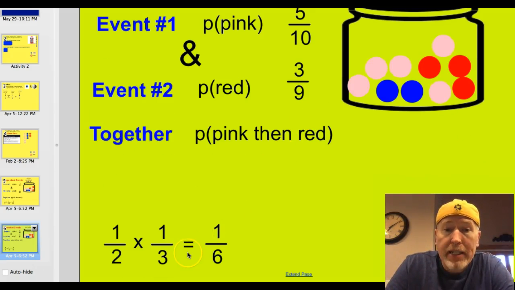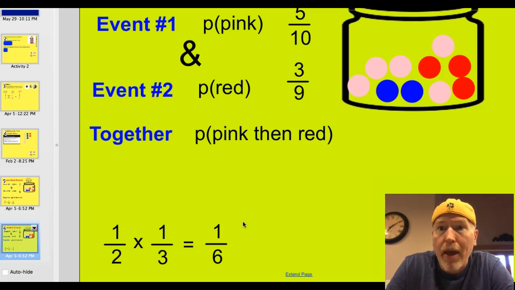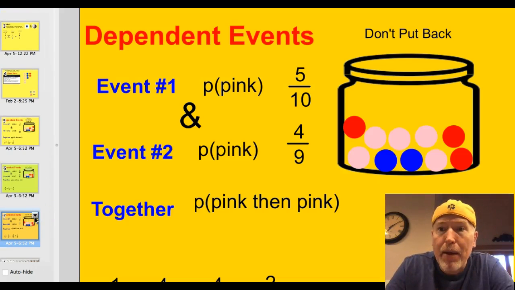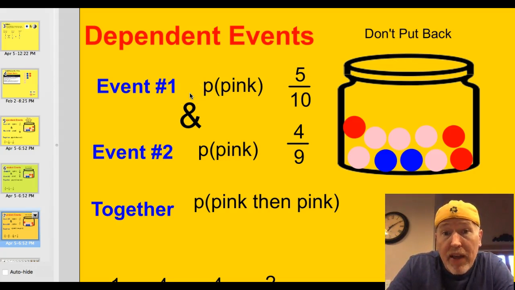So we just multiply these together. Here's that first event, probability of pulling the pink, probability of pulling a red, multiply them together. We've got a 1 in 6 chance of doing that, okay? These are dependent events. We didn't put the marble back. And again, here's another dependent event. Again, we're not going to be putting the marble back. But this time, the first event is trying to pull a pink, and then the second event is trying to pull a pink too. Watch what happens. All right.